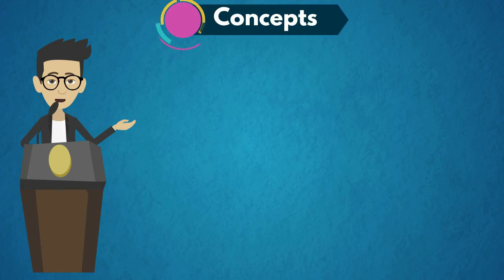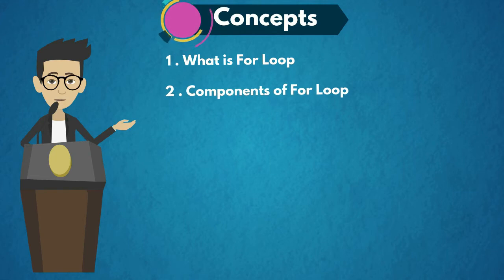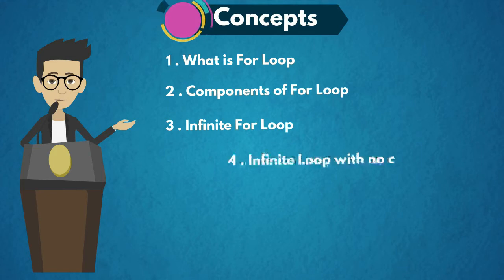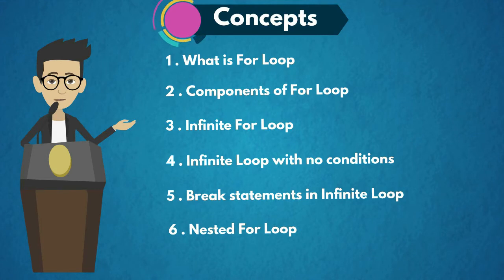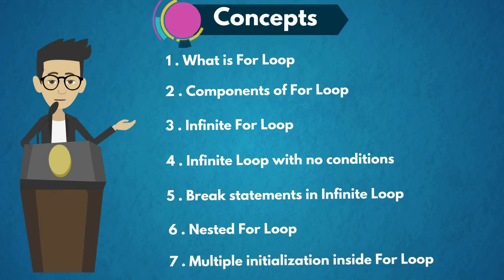The concepts in this session are: first one, what is for loop? Second one, what are the components of for loop? Third one, what is infinite for loop? Fourth one, what is infinite loop with no conditions? Fifth one, break statements in infinite loop. Sixth one, nested for loop. And the seventh one, multiple initialization inside for loop. So now we are going to analyze complete for loop in detail.